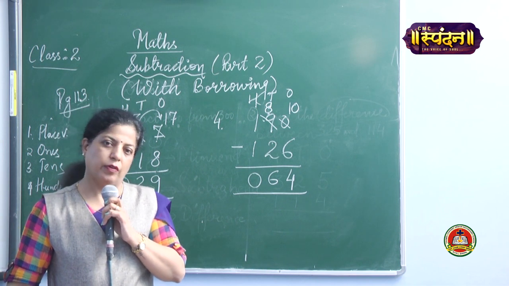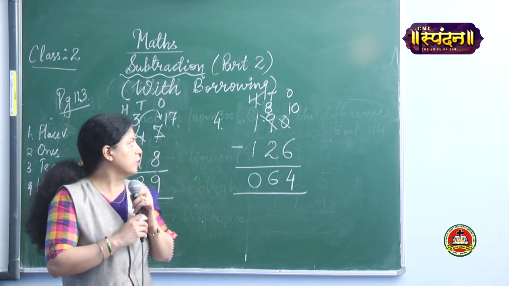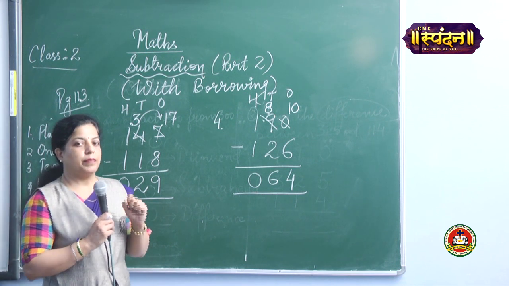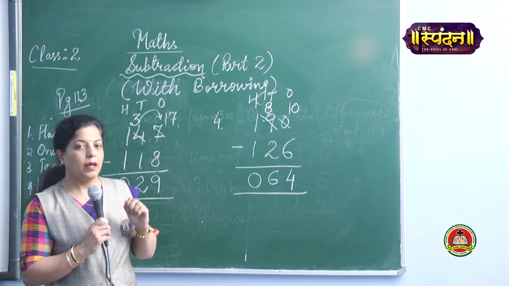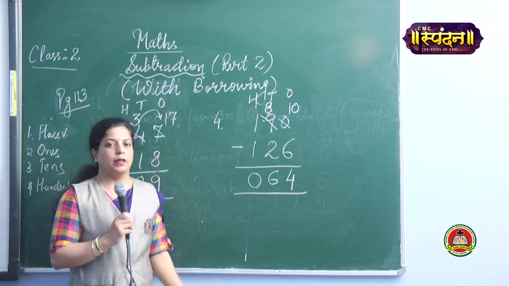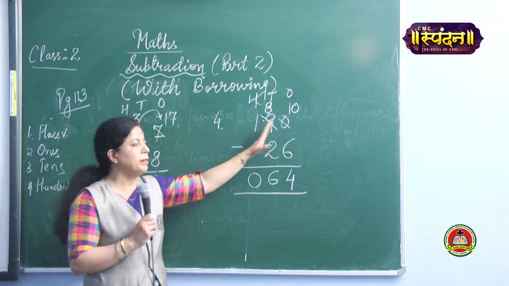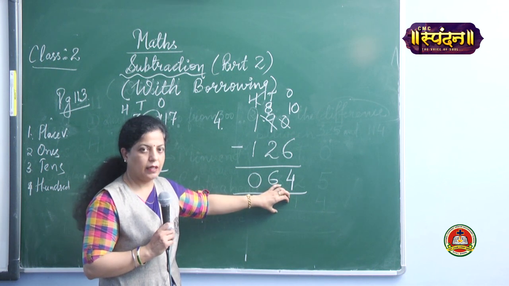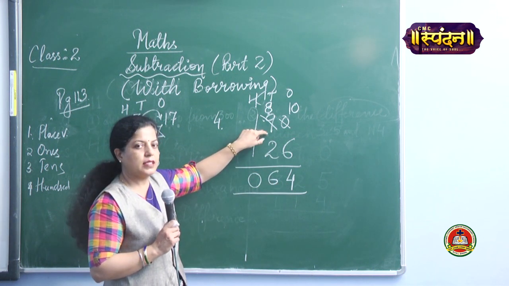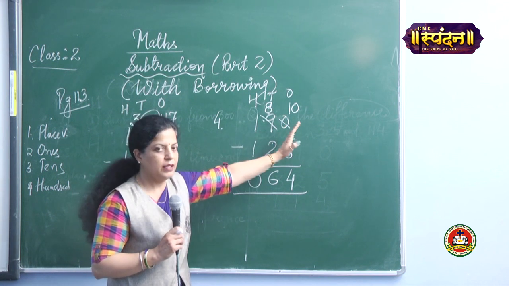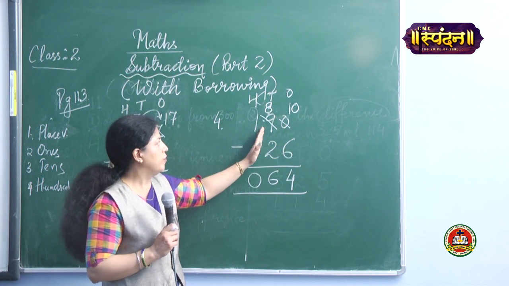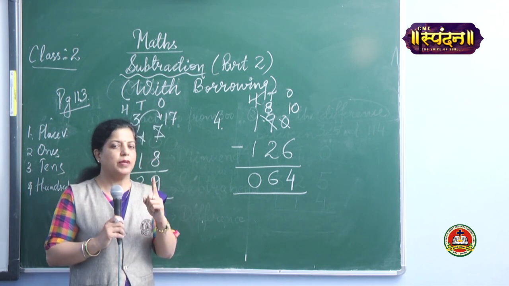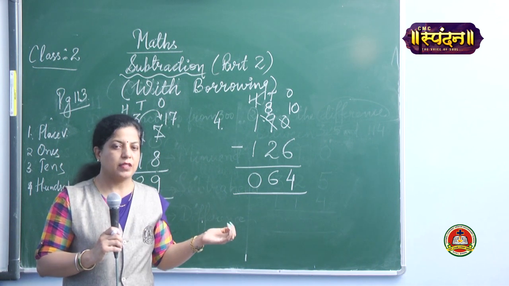So while solving the questions of borrowing, you have to keep in mind we cannot subtract a bigger number from a smaller number. So for that we have to make it a big number. Once we make it a big number, then we can easily subtract. And once this number gives away 1 ten out of it, it will reduce to the previous number. Isn't it? Whenever we subtract 1 from any number, we get the previous number.